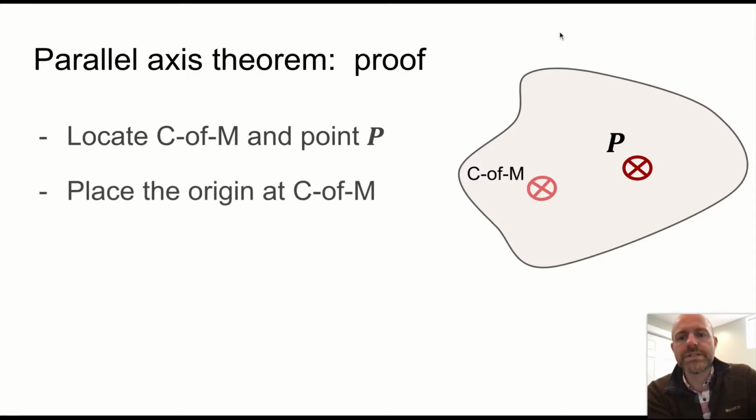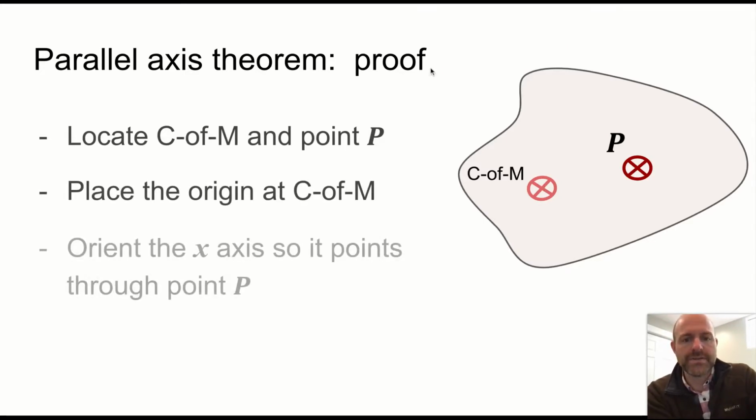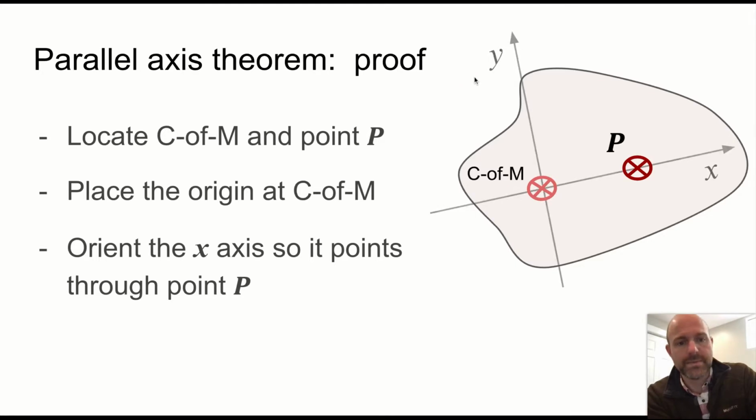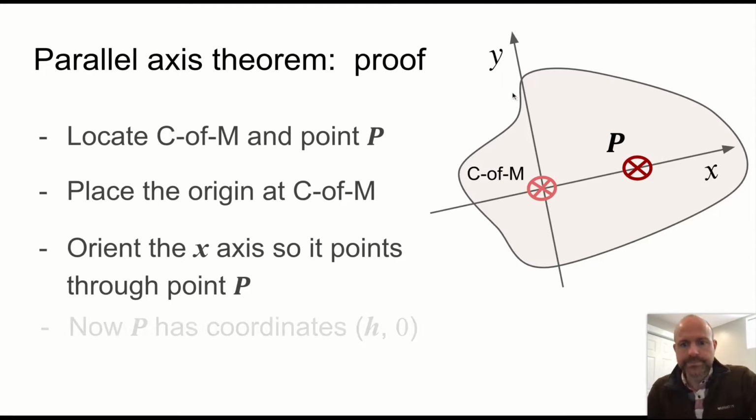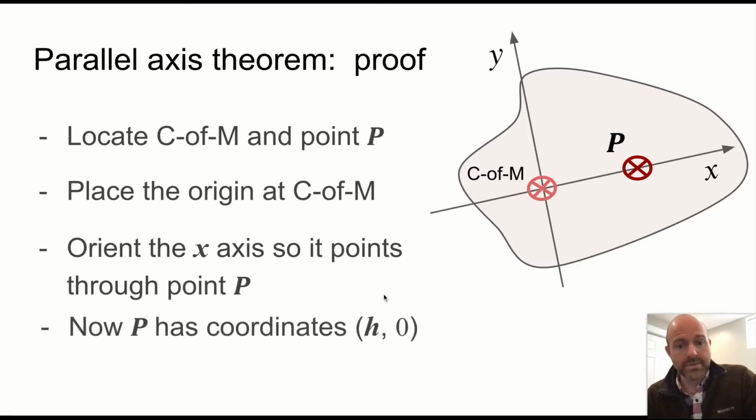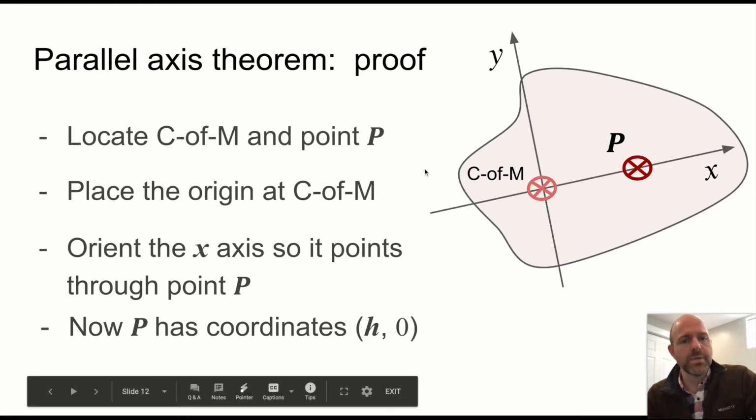So we start and place the origin at the center of mass. We orient the x-axis so that it goes directly between the axes, perpendicular to them. So now we've got the ability to measure and define where everything is. Now P has coordinates, right? Some distance h from the original center of mass rotation axis, and 0 in the y direction.